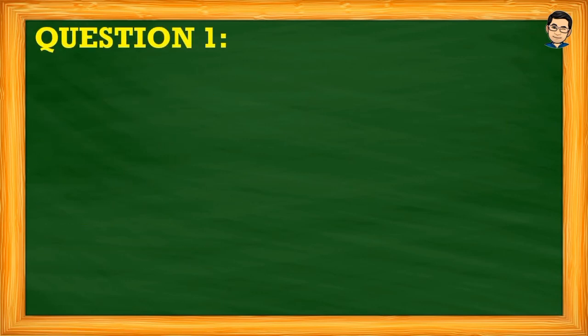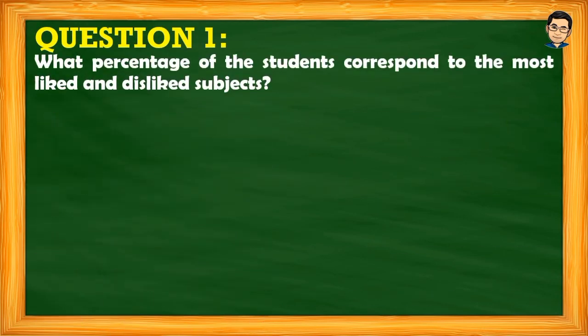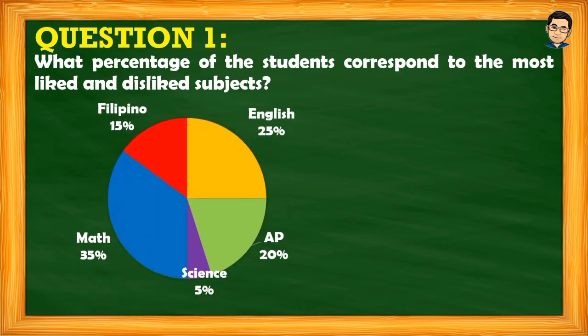So to answer question number 1, what percentage of the students correspond to the most liked and disliked subjects? So ayan po yung ating circle graph. So pwede nating pangalanin yung circle graph natin. So halimbawa yan, since subjects ang pinag-uusapan natin, pwede nating ilagay as favorite subjects of grade 7. Ayan. So, kailangan may title po yan.